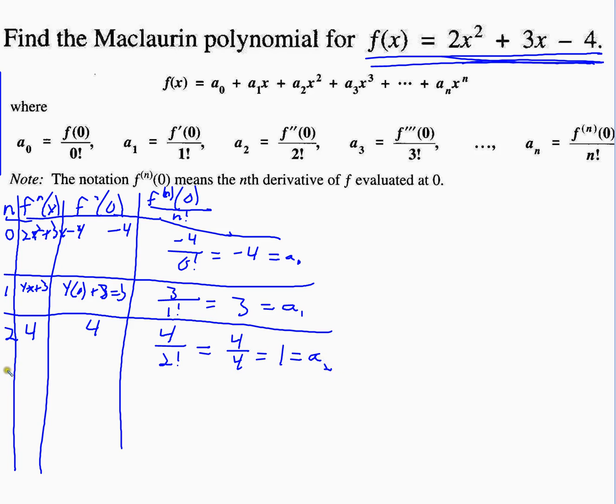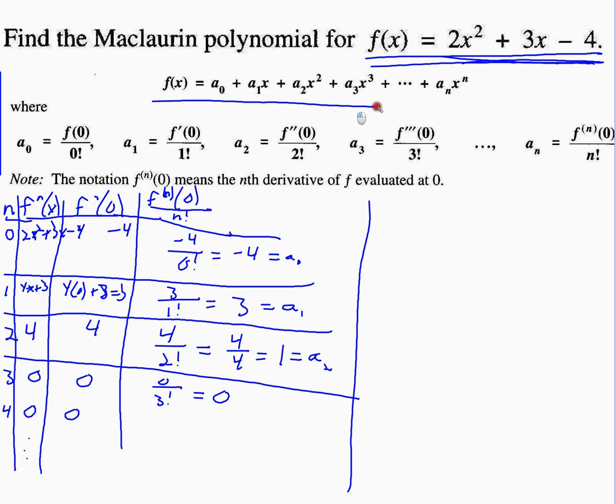We're going to take the third derivative. The derivative of 4 is 0. So this is 0, and this is 0 over 3 factorial, which is 0. And we'll actually see when we do the fourth derivative, the derivative of 0 is still 0. So all of these are just going to keep being 0. So what does that mean? Let's see what that looks like for us.